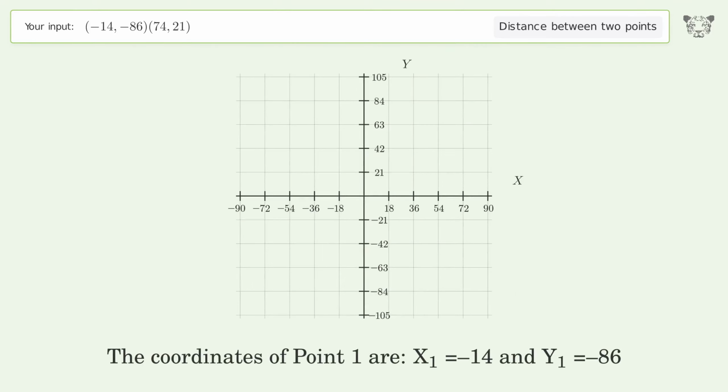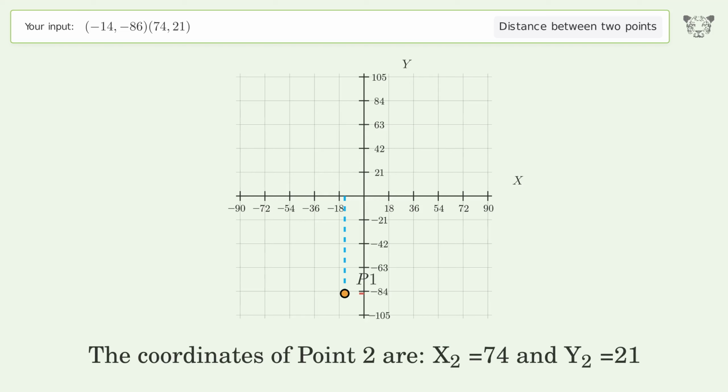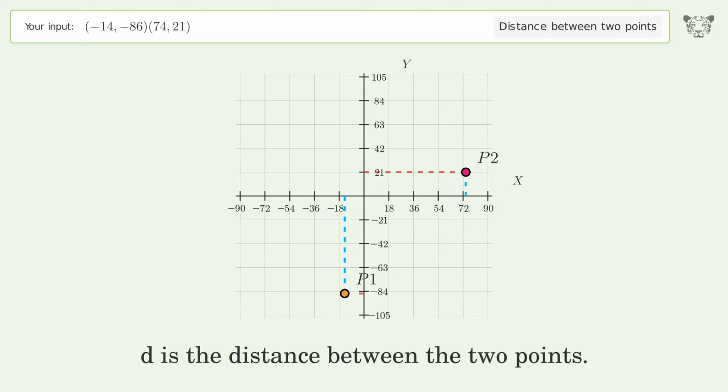The coordinates of point 1 are, x1 equals -14 and y1 equals -86. The coordinates of point 2 are, x2 equals 74 and y2 equals 21. D is the distance between the 2 points.